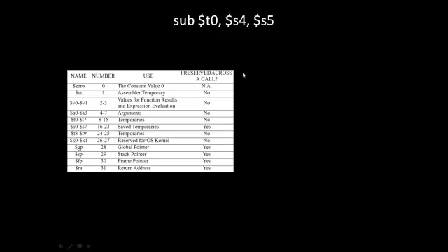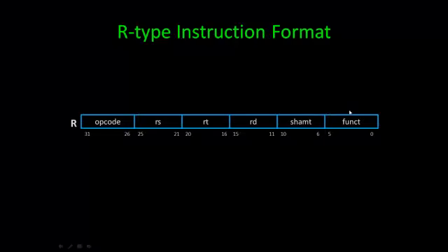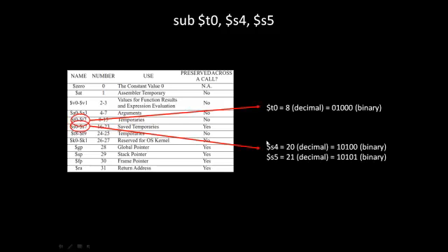Next, we need to determine the register numbers. As you can see here, T0 corresponds to register 8 in MIPS, which corresponds to this 5-bit binary value. And as you can see here, this has to be 5 bits wide due to the fact that the RS, RT, and RD fields are all 5 bits wide. And similarly for S4 and S5, we found their decimal equivalents to be 20 and 21, and here are the resulting 5-bit binary equivalents for those two registers.